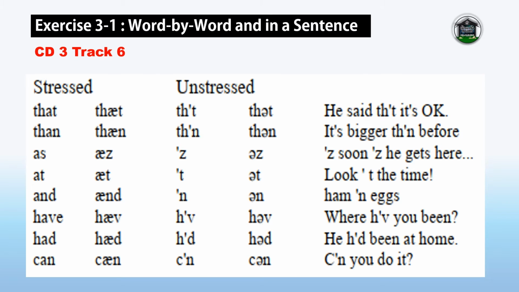Exercise 3-1. Word by word and in a sentence. That. He said that it's okay. Than. It's bigger than before. As. As soon as he gets here. At. Look at the time. And. Ham and eggs. Have. Where have you been? Had. He'd been at home. Can. Can you do it?